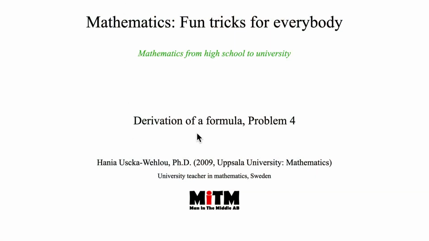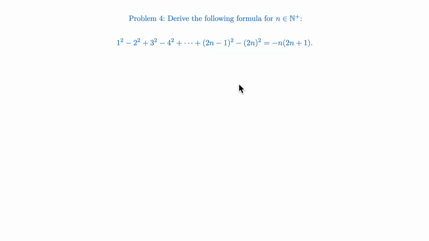This one you can actually try on your own. I will give you a hint and you can try to solve this problem on your own. If it's difficult, just watch the video. Let's start. Derivation of a formula, problem number 4, and here is its formulation. Derive the following formula for a natural positive n, and here is the formula.